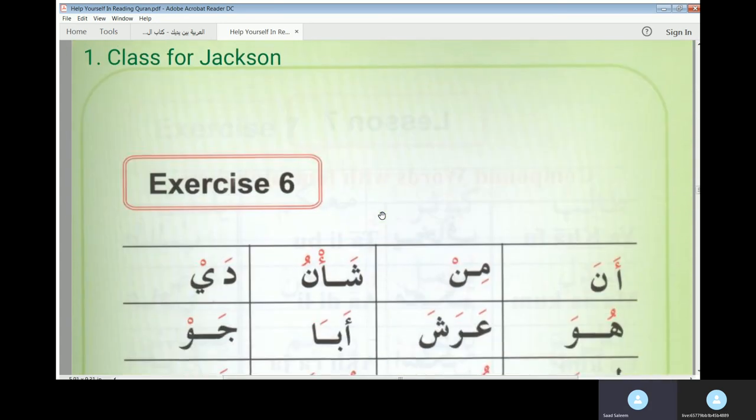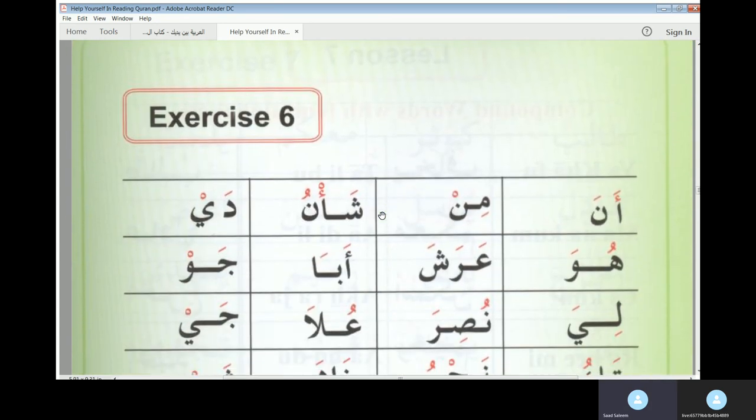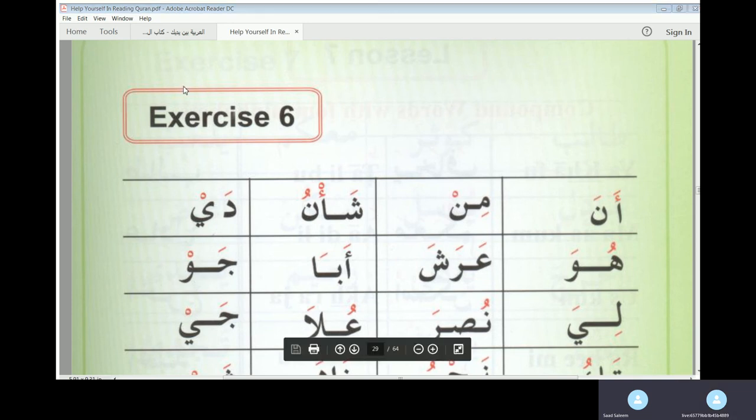Okay. We'll stop here and next time, inshallah, we'll start exercise number 6, okay? Inshallah.